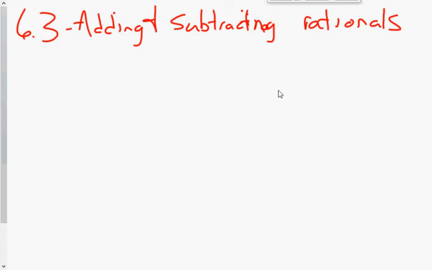Okay, so when you're adding and subtracting, rationals are just like fractions. What do we know about adding and subtracting fractions? Same denominator, common denominators, yeah. So I'm going to show you guys how to find a common denominator in algebra. Okay?